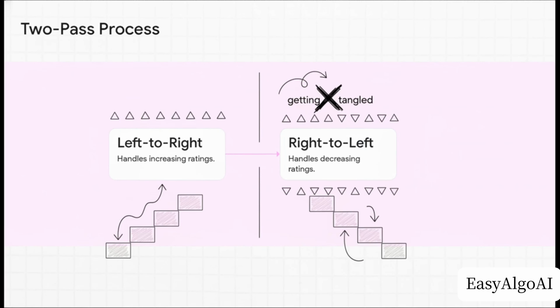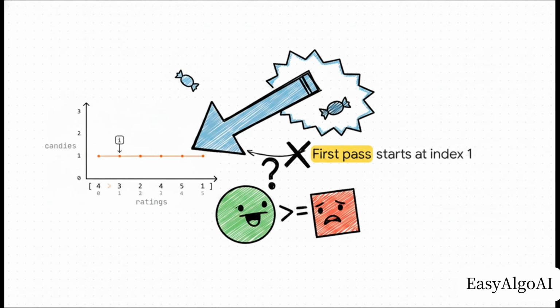Rather than getting tangled up in a massive, ugly web of nested conditions, we're going to use a surprisingly counterintuitive strategy. We're going to separate our logic into 2 distinct passes. Step 1, we'll sweep from left to right to handle only the increasing relationships. Then step 2, we'll sweep right to left to handle the decreasing ones. Let's actually see this in action. Let's see how this builds out step by step.